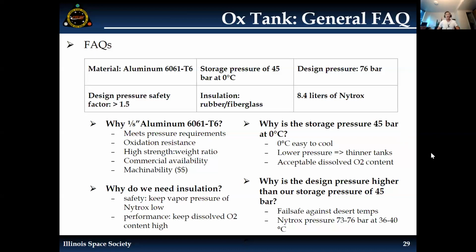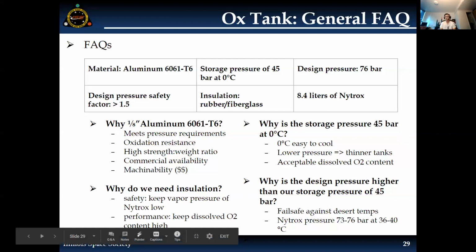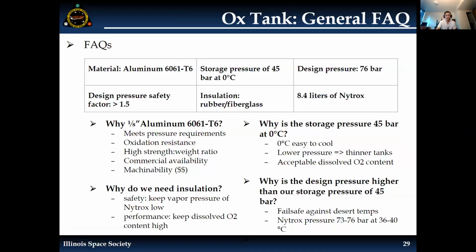Why is the design pressure higher than our storage pressure of 45 bar? That's because even though our storage pressure is 45 bar, we want to design our tank for the worst case scenario. And it just so happens that the vapor pressure of nitrox goes up to 73 to 76 bar at 36 to 40 degrees Celsius. So if our cooling system were to fail, we would want the structural integrity of our tank to still be maintained. Cool.